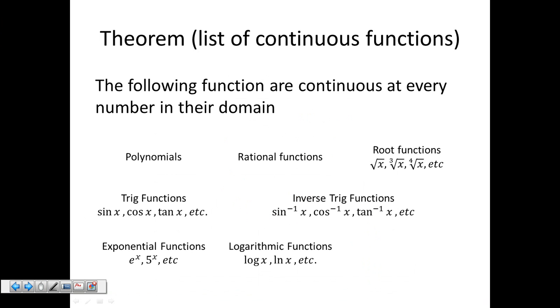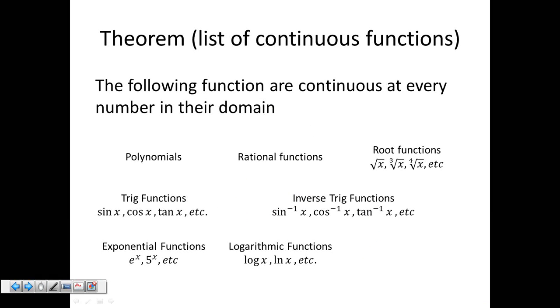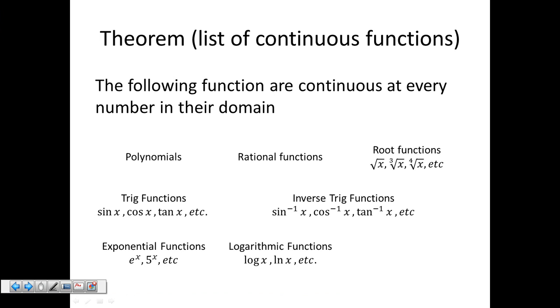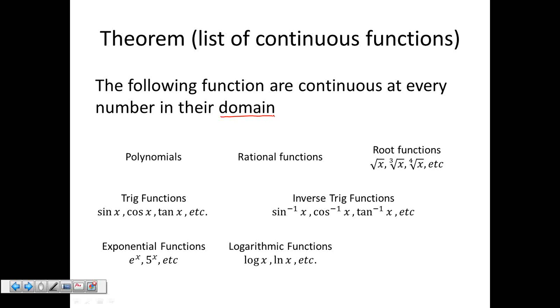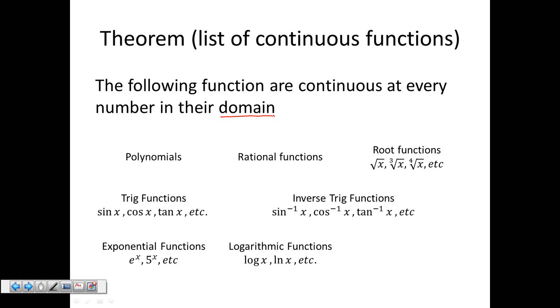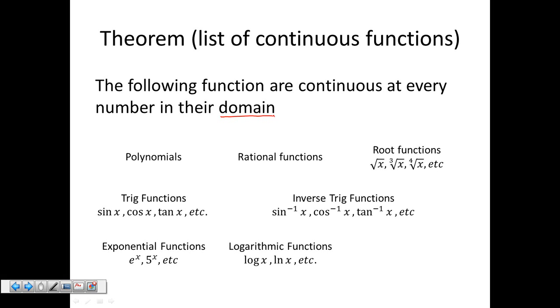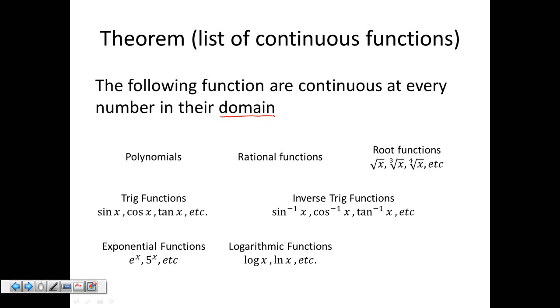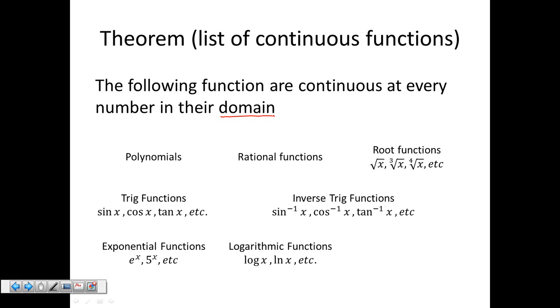So here's another theorem. Basically, it's a list of continuous functions. Now, again, when we say that they are continuous in their domain, what we mean is as long as this function isn't blowing up, as long as we don't have 0 on the bottom of the fraction, as long as we're not trying to take an even root of a negative number, things like that, these are continuous functions. So if it's got points where it blows up, what we do is we create regions of continuity.